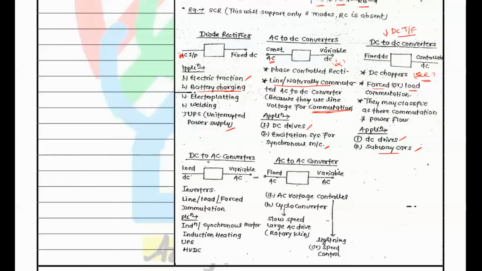Next one, DC to AC converters. Fixed DC to variable AC is nothing but inverters. Here we can use line, load or forced commutation, depending upon the operation of the circuits. The applications are industrial and synchronous motors, induction heating. Why? Because here we get a variable voltage and variable frequency. That's the reason it is used in induction heating, UPS and HVDC transmission lines, converting DC power into AC power. And the last one is AC to AC converters, fixed AC to variable AC. AC voltage controllers are the major application of triac.